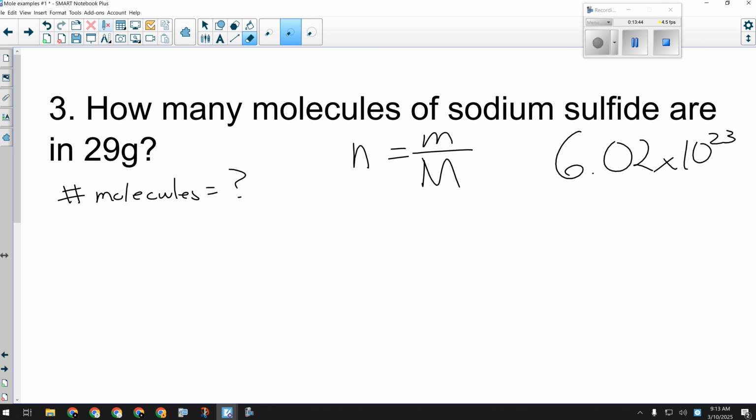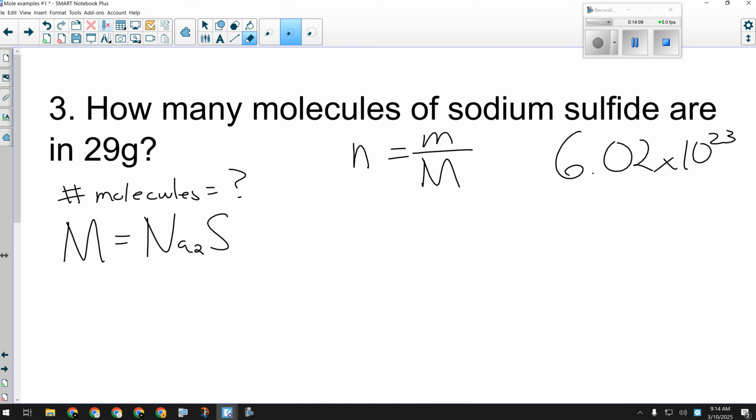Okay, what do I have? Well, I have the material. It says it's sodium sulfide. That can help me get big M. Sulfur is a -2, sodium is a +1. That's what our compound should look like.